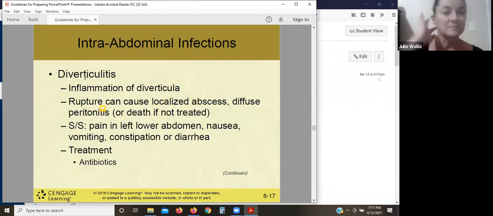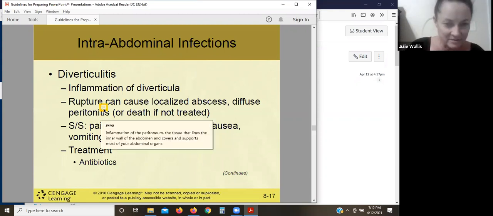All right, diverticulitis is inflammation of the diverticula, which are the little indentions in your intestines that increase the surface area so that you can absorb more of the nutrients from your food. Rupture can cause a localized abscess and diffuse peritonitis, which is inflammation of the tissue that lines the inner wall of the abdomen.